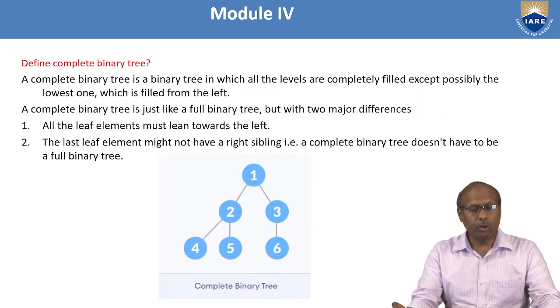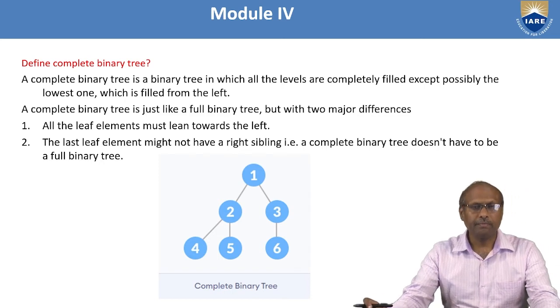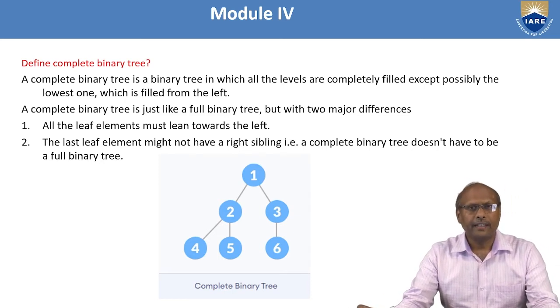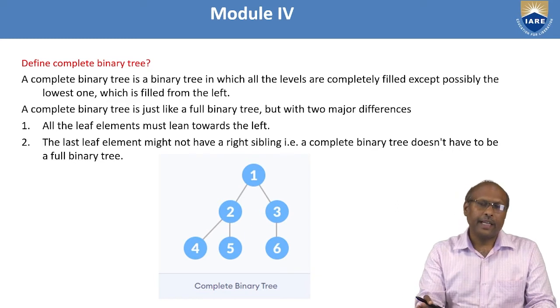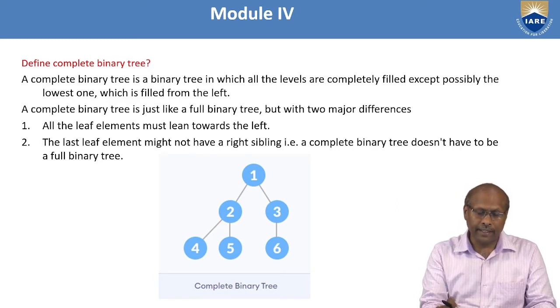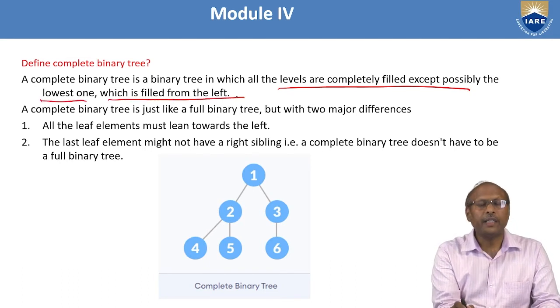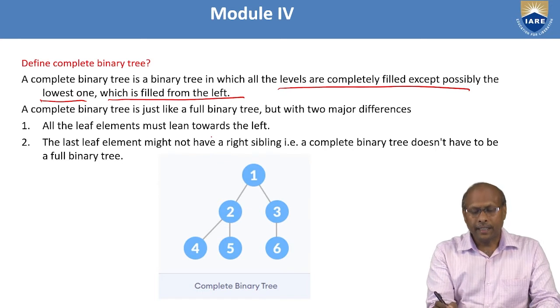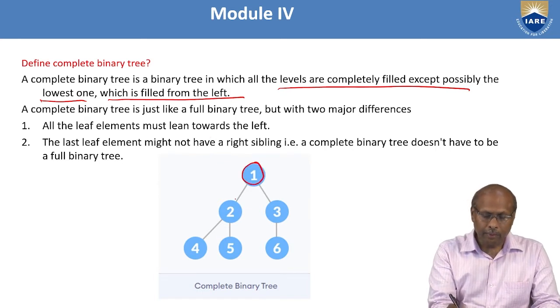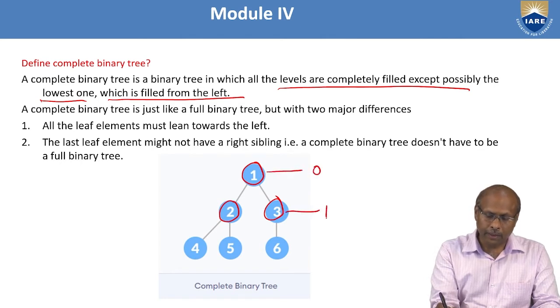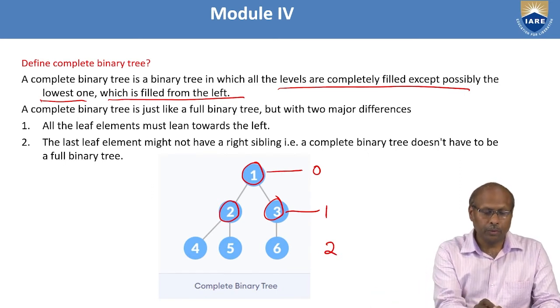Next, they may ask, what do you mean by a complete binary tree? Every tree has some specific conditions. A complete binary tree is also a binary tree in which all levels are completely filled except possibly the lowest one, and which is filled from the left. So in a complete binary tree, you will have a set of nodes filling level by level. This is the 0th level, this is the first level, this is the second level, and it is filling from left to right.